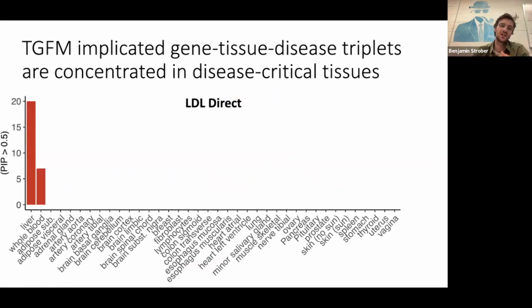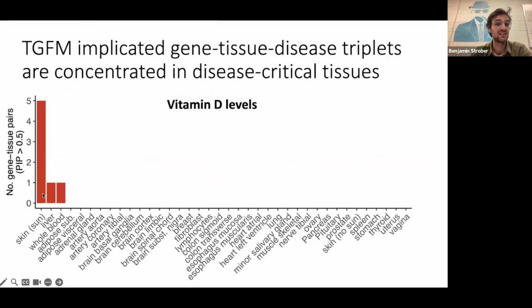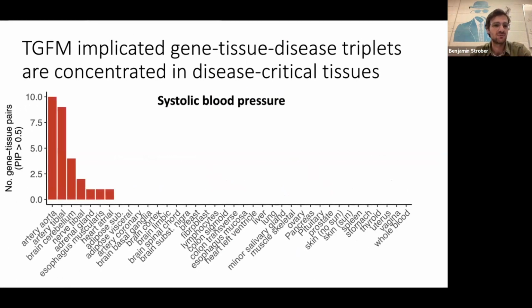Okay, and next we can zoom out, and look at, for a given trait, of all the fine-mapped gene tissue pairs, which tissues do they come from? Oftentimes what we found is TGFM implicated gene tissue disease triplets in disease critical tissues. As we can see, basically all of the gene tissue pairs identified for LDL direct come from either liver or whole blood. For all autoimmune diseases, almost all of them come from spleen and lymphocytes. Vitamin D levels come from skin, systolic blood pressure comes from artery aorta, artery tibial, and brain cerebellum.